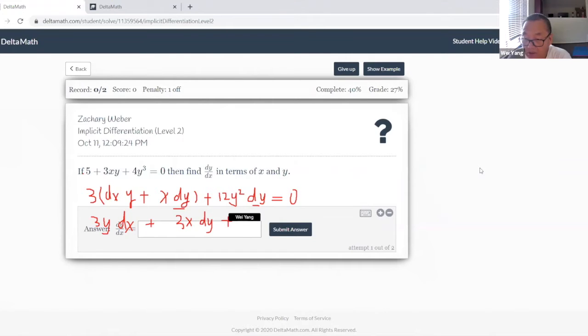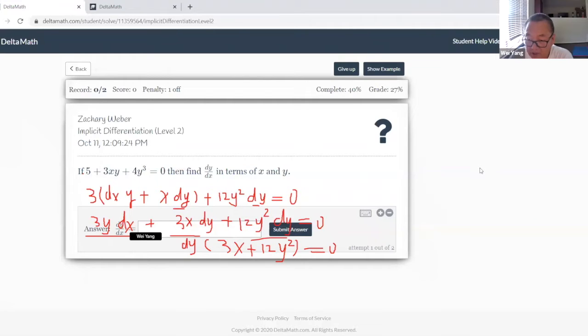Then plus 12y squared times dy. This one equals 0, right? So the term with dy, that's this one and this one. So we need to take the common factor dy out. So these two terms, we change to dy times parentheses 3x plus 12y squared. Then this one equals 0, right? Now the first term is this, second term is this.